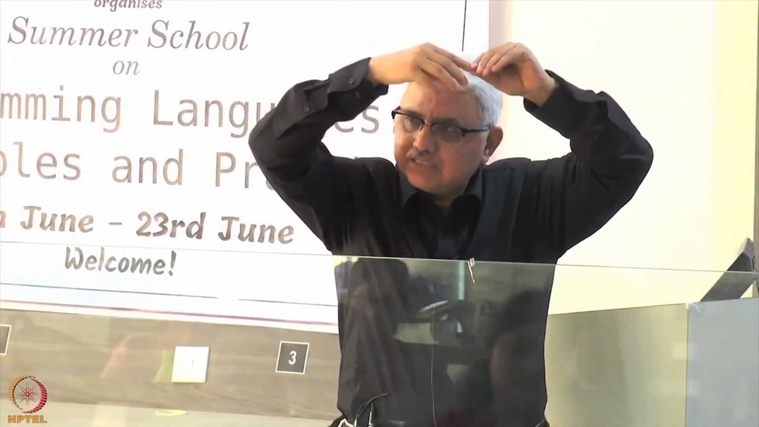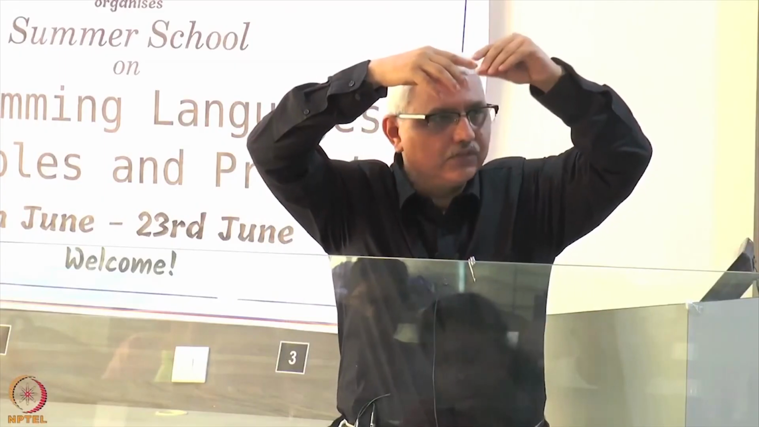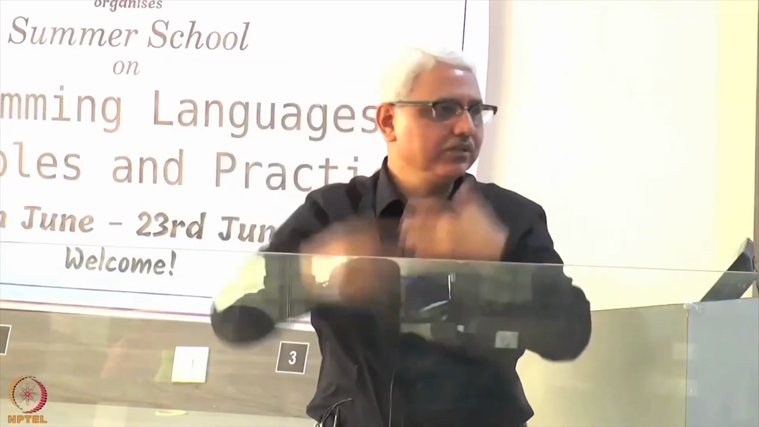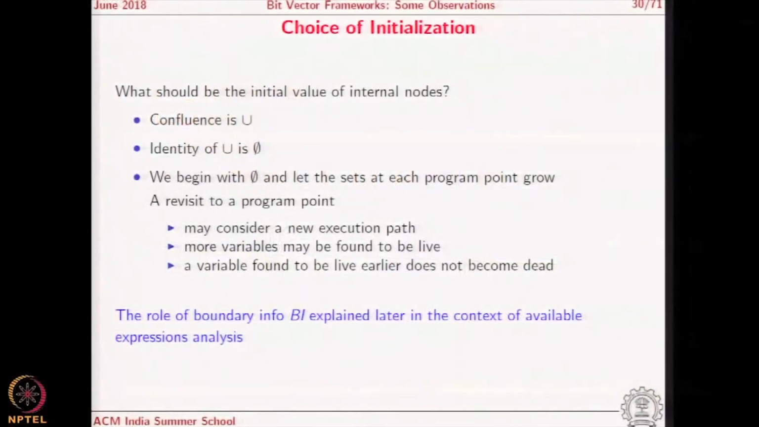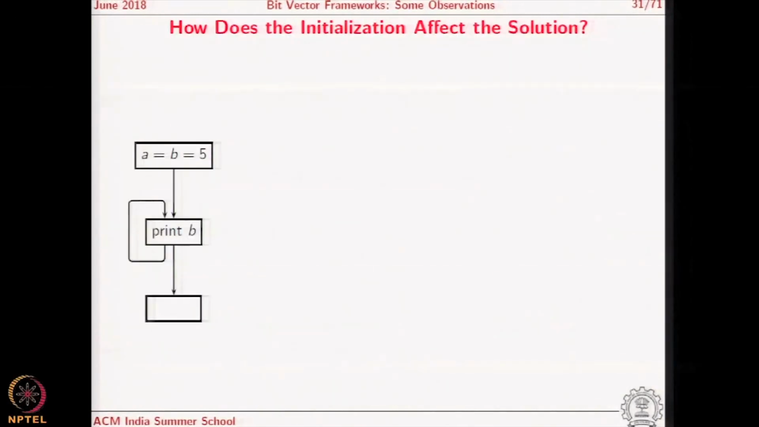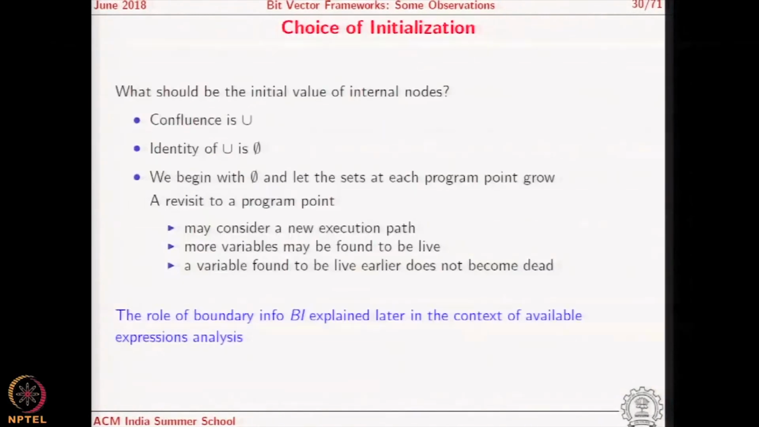Can you all see that? The reason is we are starting with an empty set. So, we are simply adding and we are taking union, right. So, the sets can only grow. What does that mean? It means that this guarantees termination. Now, why should we use the empty set versus something else?